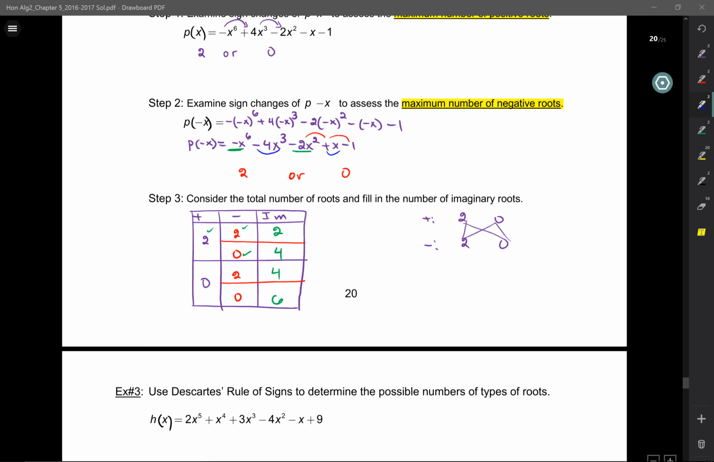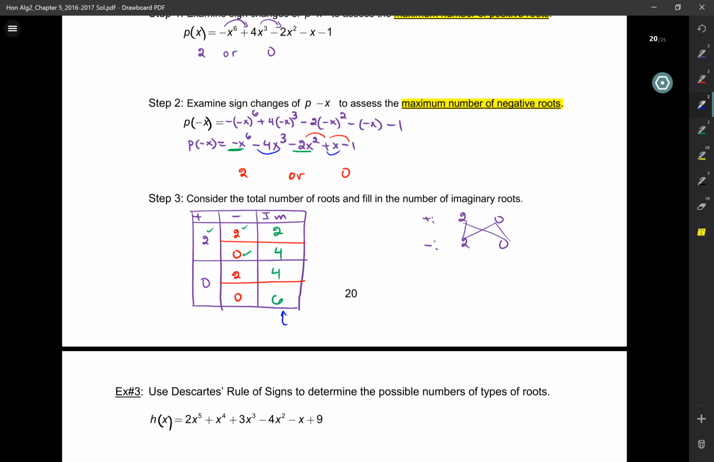What's the condition for this column? It has to be what? All even, right? Because these are imaginary numbers, and they always come in pairs. So these have to be multiples of 2. How about if there's like 3 positives? Oh yeah. There'll be 3 positives, 1 negative.